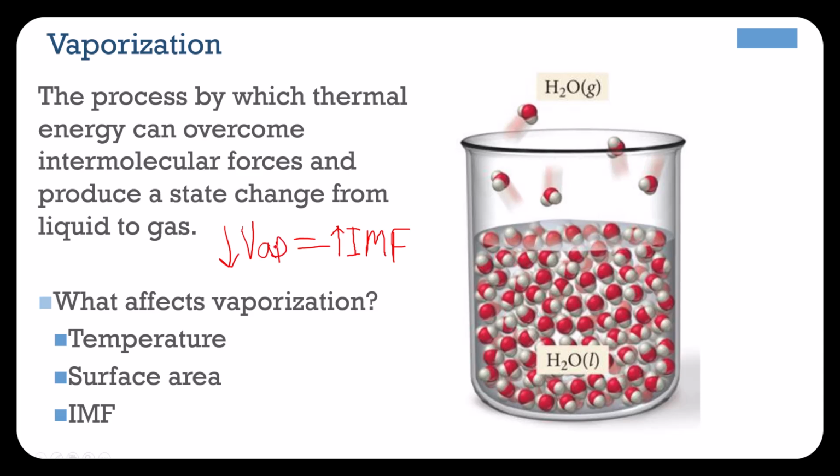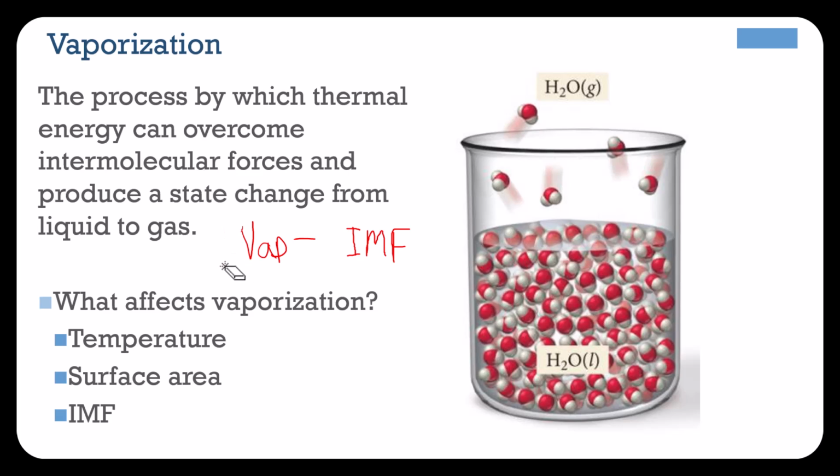Okay? So the stronger the intermolecular force, the less likely those particles are to be released, the fewer of them that are going to be released. So we've got to overcome this really strong interaction. It's probably not going to be easy to do that. So if we increase the strength of the intermolecular force, we're going to decrease the vaporization rate.